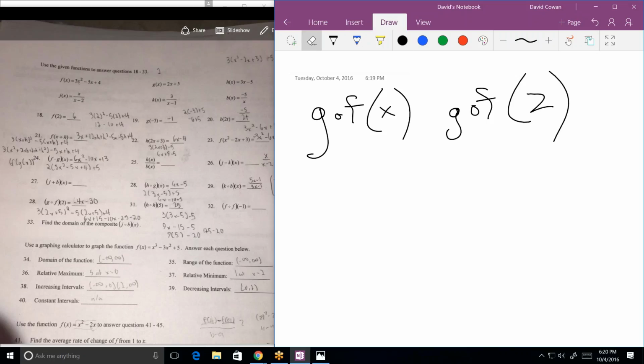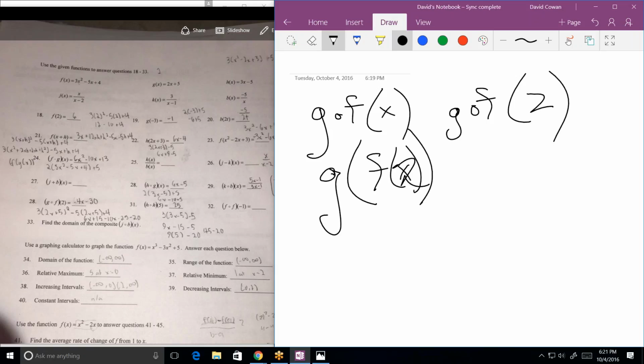So let's see, we're doing 28. The very first thing we have to do is figure out, remember what g circle f is, it's this. And you have to first figure out what f of x is. Yeah, and in this case, it's 2. So plug in 2 for x. And now, what's f of 2? That's the first step. F of 2.